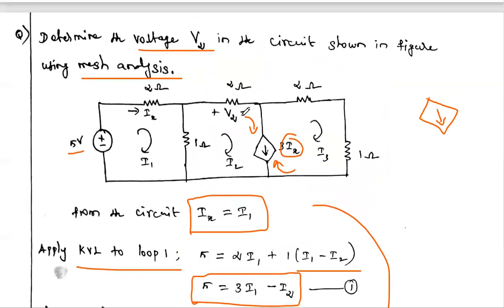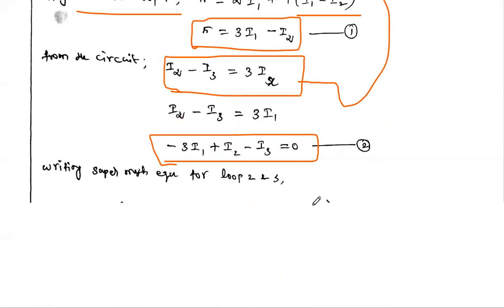Okay, then in order to solve the 3 variables I1, I2, I3, we need at least 3 equations. But now we have only 2 equations. So the third equation is formed by writing the super mesh equation, by combining loops 2 and 3 with this current source, which we have to make as 0. So that is a super mesh equation.